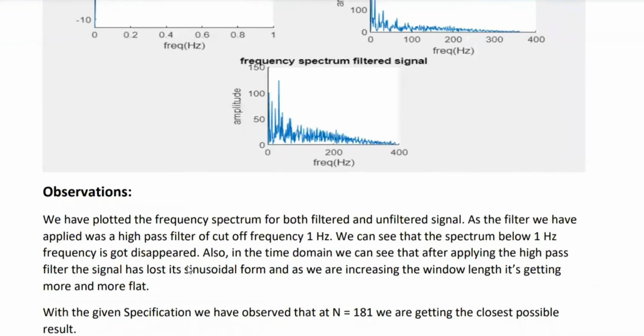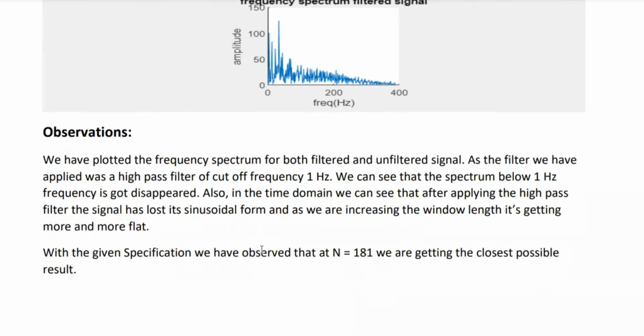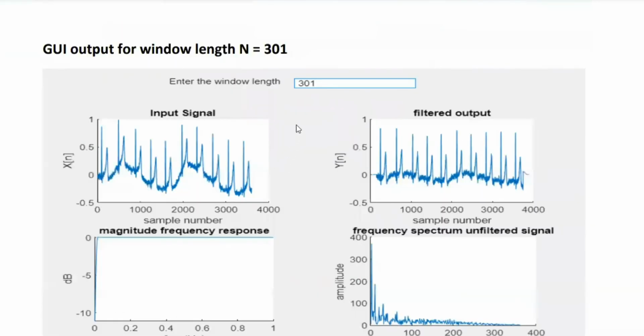Observation that we have made: we have plotted the frequency spectrum for both the filtered and unfiltered signal. As the filter we have applied was a high pass filter of cutoff frequency 1 Hz, we can see that the spectrum below 1 Hz has disappeared. Also in the time domain, we can see that after applying the high pass filter, the signal has lost its sinusoidal form, and as we increase the window length, it's getting more and more flat. With the given specification, we have observed that at N equals 181, we are getting the closest possible result. Thank you.